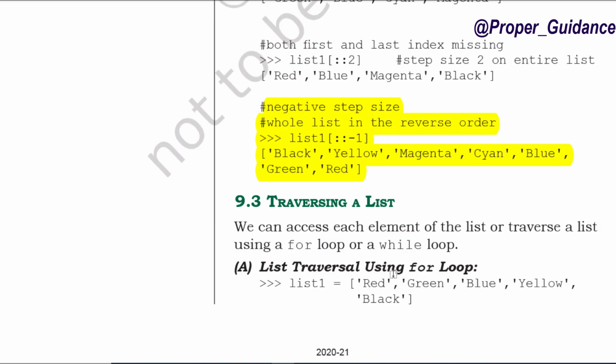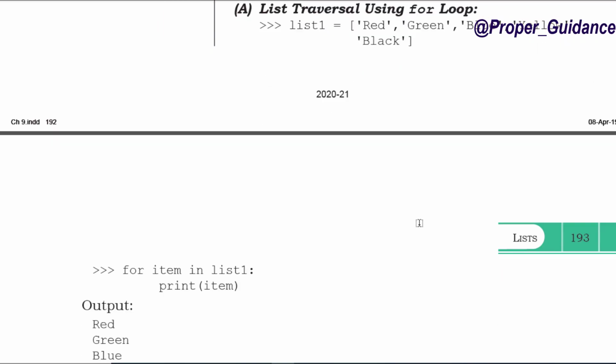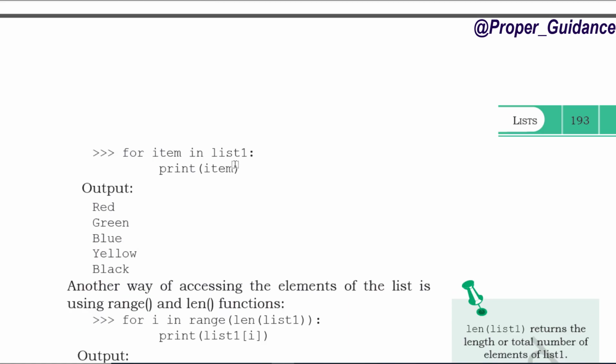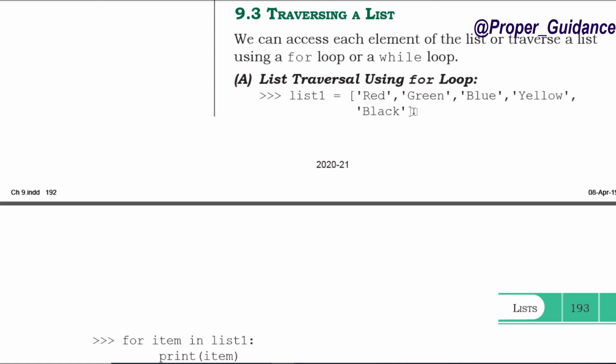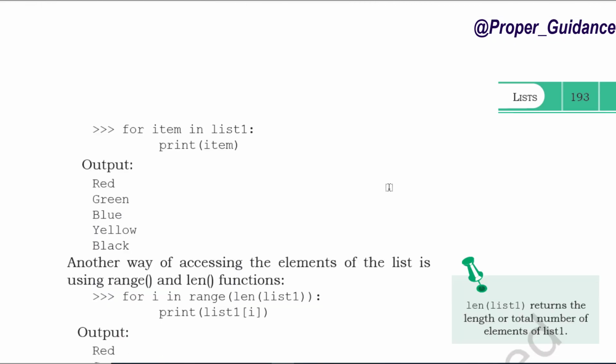Okay, now traversing a list. Traversing a list means we can access each element of the list or traverse a list using a for loop or a while loop. List traversal: there is a list 1, red, green, blue, yellow and black. There are 5 colors. Now see, for item in list 1, print item, we are printing these colors. Item means the element of this list, that is red, green, blue, yellow and black. And here is the output, red, green, blue, yellow, black.